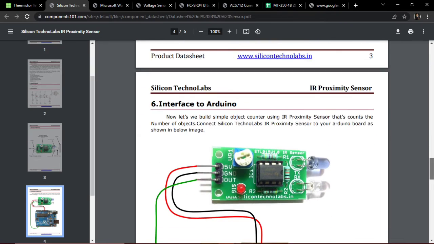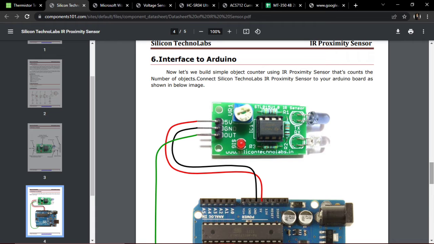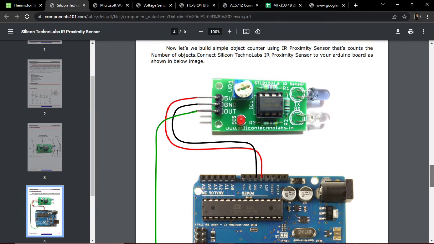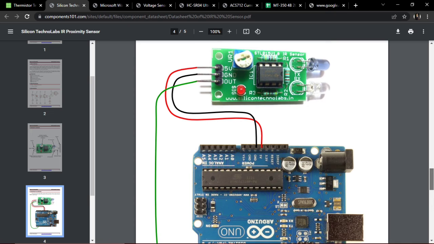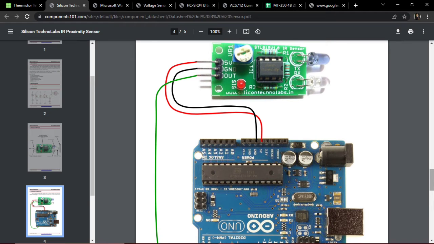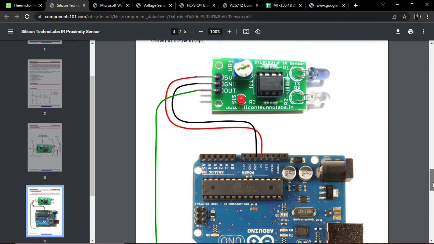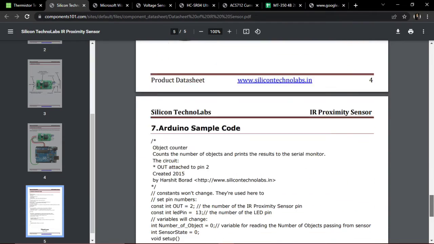Now let's build a simple object counter using an IR proximity sensor that counts the number of objects. Connect the Silicon Techno Labs IR proximity sensor to your Arduino board as shown in the image below. So the 5 volt is connected to the 5 volt, ground is connected to the ground. These ground and 5 volt on Arduino are on the power pins, and then the output is connected with the digital pin, that is the second digital pin. So this is the interface to Arduino, and the Arduino simple code is given like this.